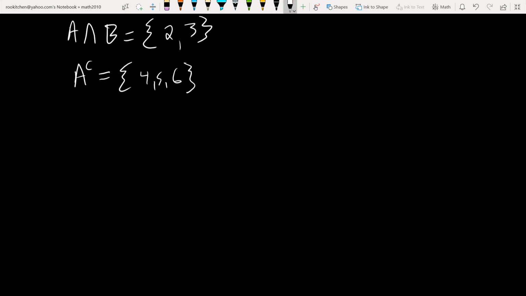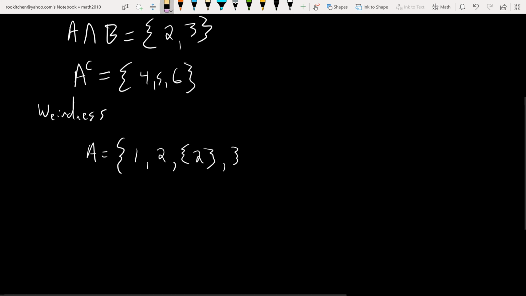Some weird things. So, weirdness. You can have sets inside of sets. Let's say I have the set A, and it has some elements in here, and elements can be sets as well. So you can have an element here that's the set that contains 2. Okay, so there's some weirdness going on. Let's make another set that looks a lot like that, and we'll just put the element 2 in here.